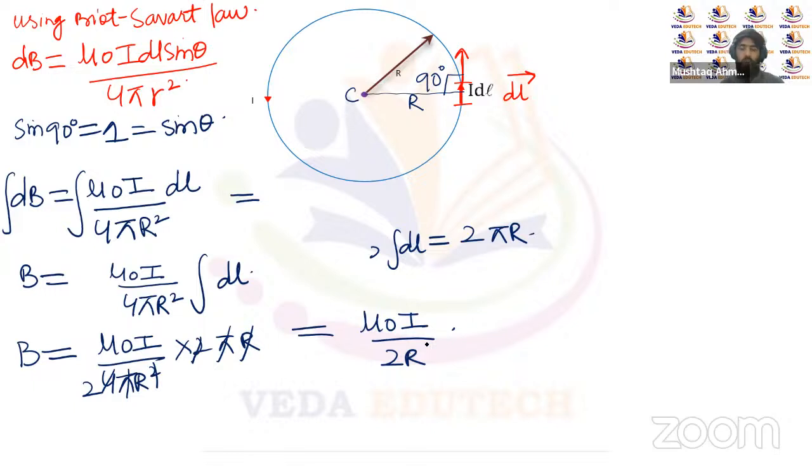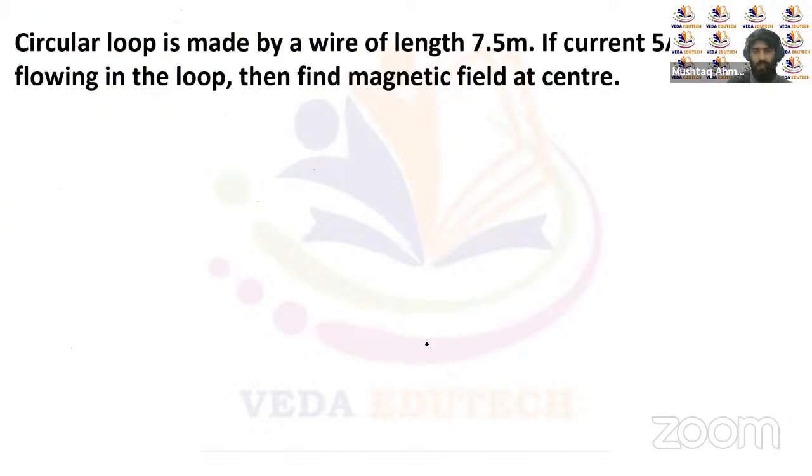So it only depends upon two things: the radius and the current I. So this is the magnetic field due to the circular loop at the center of this circle. Let's try to solve a few questions with respect to this circular loop.